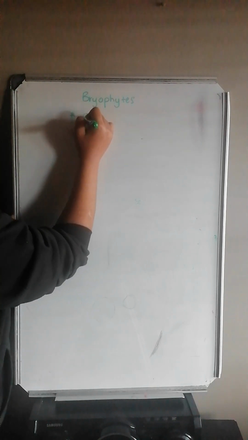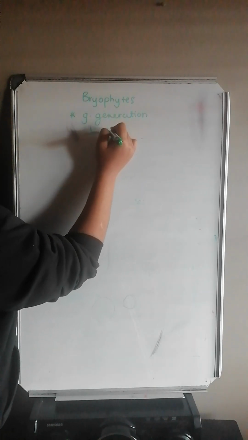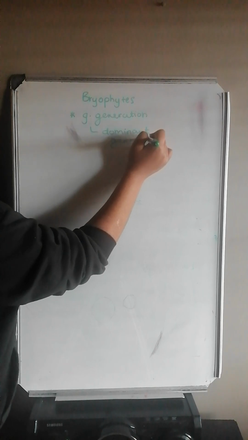Now, when we looked at bryophytes, one of the main things that we saw was that the gametophyte generation was the dominant generation, and the sporophytic generation was the temporary generation. One is permanent, one is temporary. So I'm just going to do a quick recap on what happens here with bryophyta.